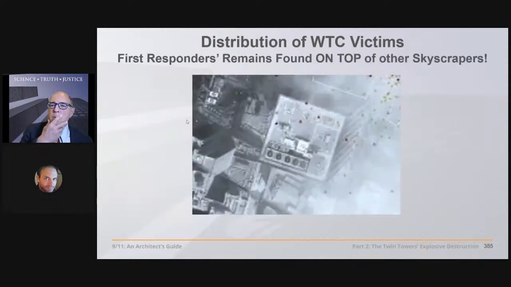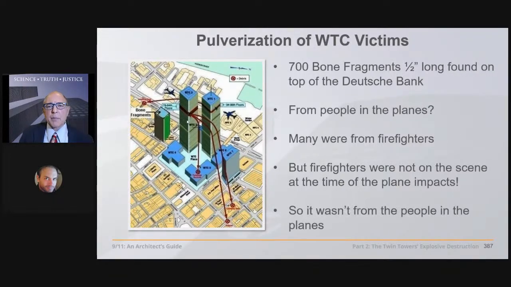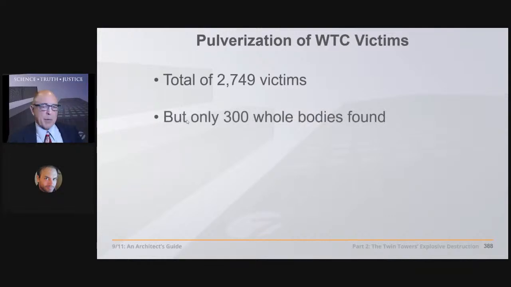Anywhere from firefighters. You can see by the red indicators, triangles, that many were from firefighters. But firefighters were not in the building, of course, when the planes hit, but afterward. So it wasn't from the people in the planes. It wasn't from the firefighters. We're talking a total of 2,749 victims, but only 300 whole bodies were found.